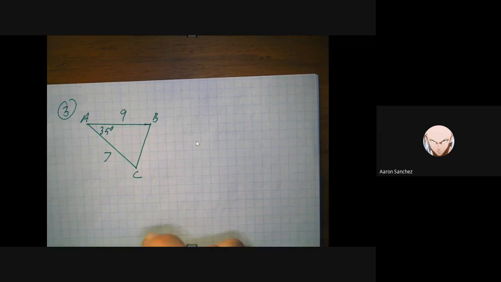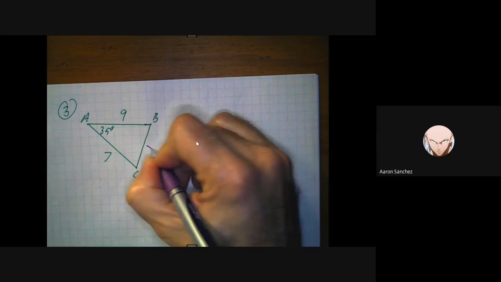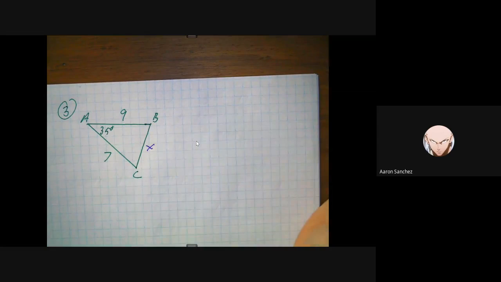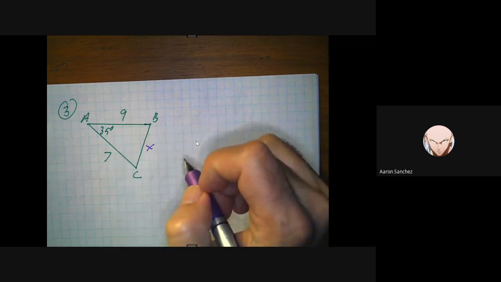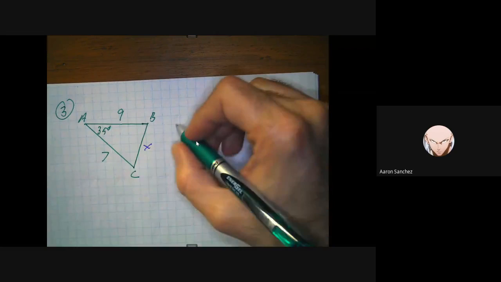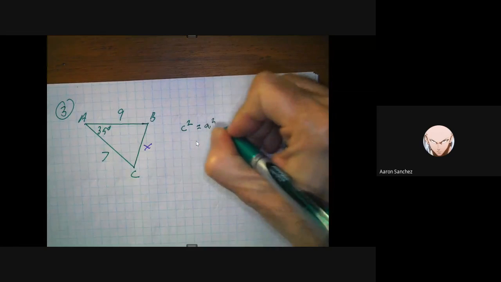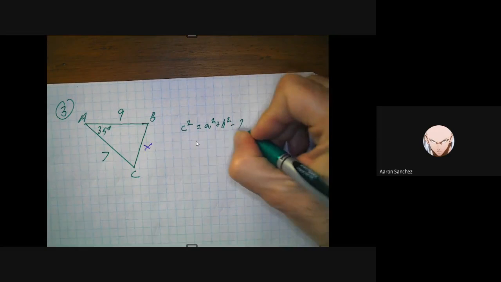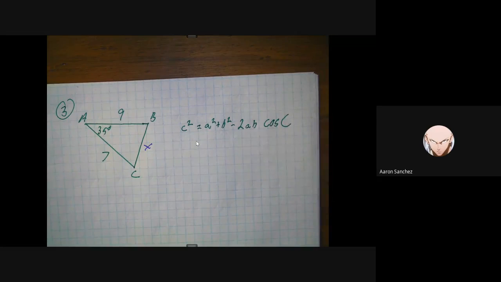The reason I know I can use the law of cosines is because, look, let's solve for this. I can solve for that using the law of cosines because I have 3 sides and a given angle. So my law of cosines equation is c squared equals a squared plus b squared minus 2ab cosine big C. I'm going to set it up for you.